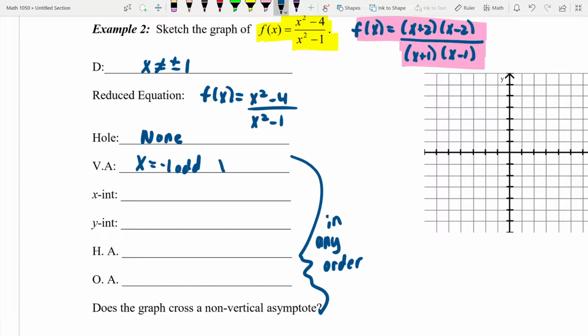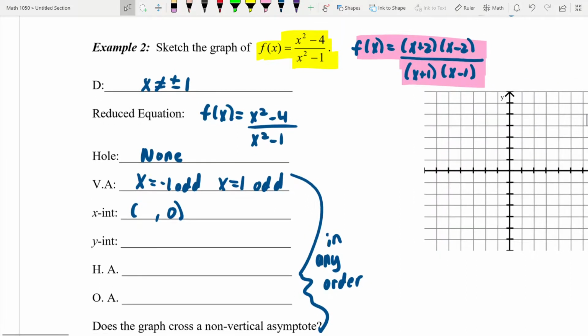If you look at x minus 1, you get x equals positive 1. The exponent is 1, so it's odd. To find the x-intercept, you let y be 0, which is the same as letting the top be 0. Which one's easier to let the top be 0, yellow or pink? Pink. If you said yellow, we're learning.